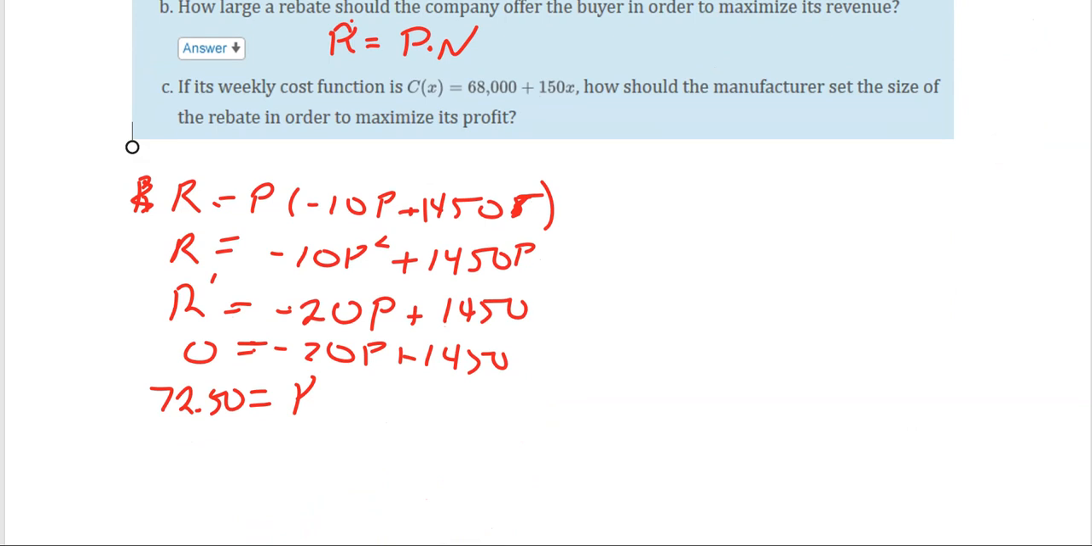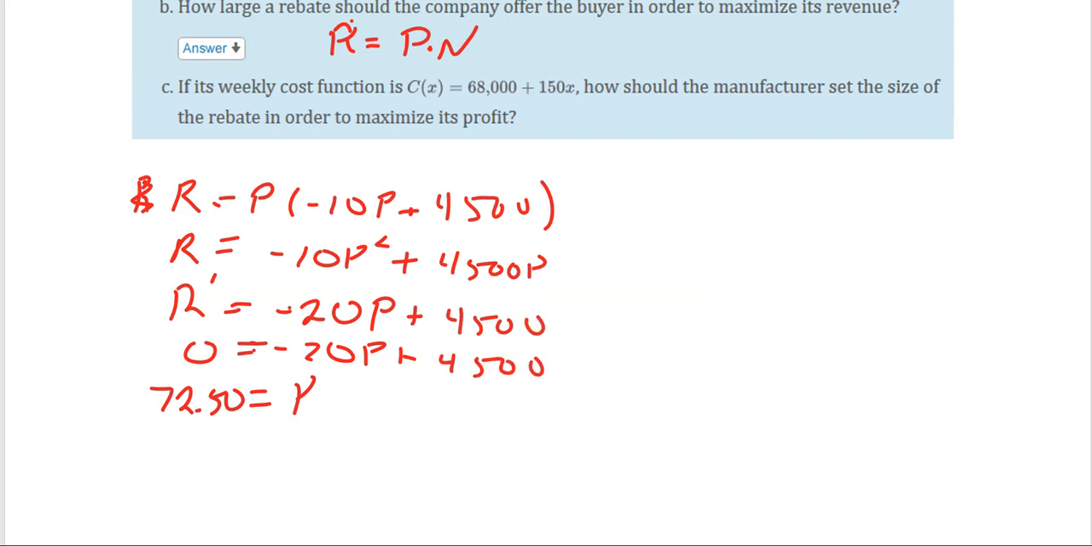So 4,500. Let me go fix these. 4,500, 4,500, 4,500p, 4,500. Now 4,500 divided by 20 would be 225. So 225 would be the price that we need.